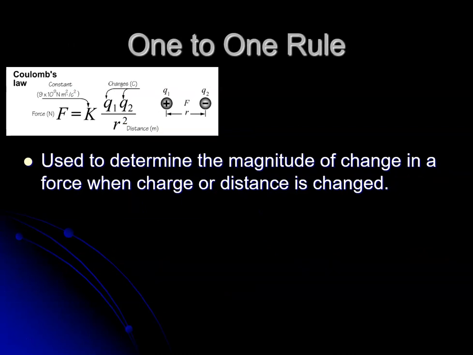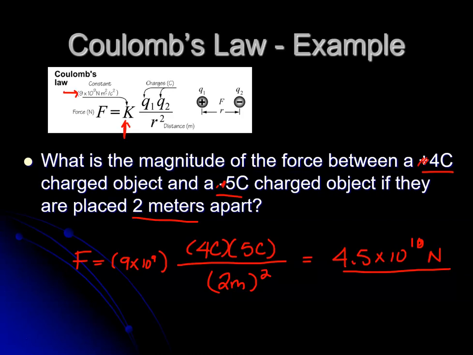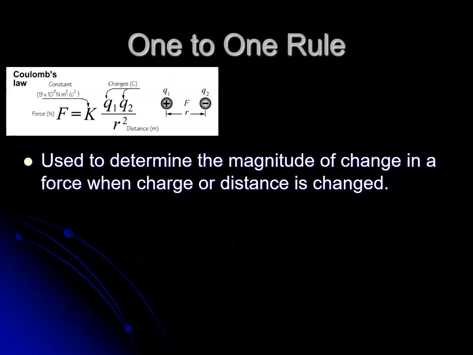Now, another thing we can do, so this is how you calculate an actual number for the force. But one of the more common kinds of problems is going to use something we call the one-to-one rule. What it's doing is it's looking for a relationship or how something changes when I just change one of the factors in the problem. So this is how we do the one-to-one rule.